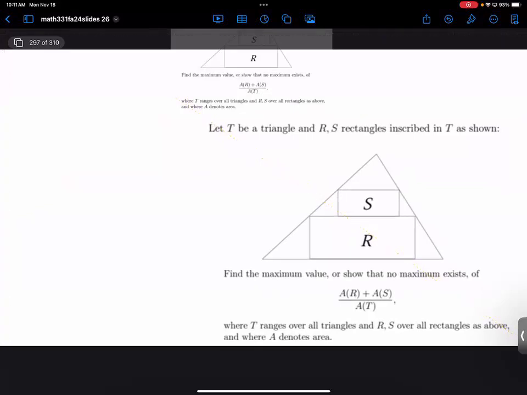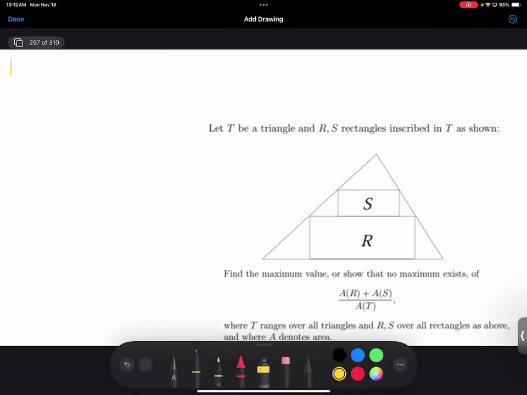So here's the problem. Let T be a triangle, and R and S are inscribed in T as follows. Find the maximum value, or show no maximum value exists, of the area of the R rectangle plus the area of the S rectangle divided by the area of the whole triangle. So what's your first thought when you look at a problem like this? So one is, how can you know a maximum exists? So the first is, does a max exist? What's your next thought?